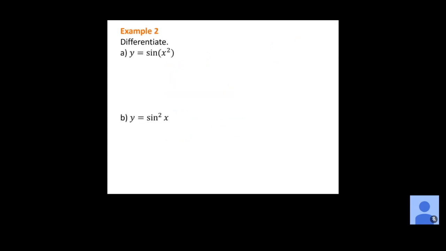All right, let's take a look at these. So same thing, we have sine of x squared. First thing we're going to have to do is identify what is our inside function. So what do we want to let u be equal to this time?